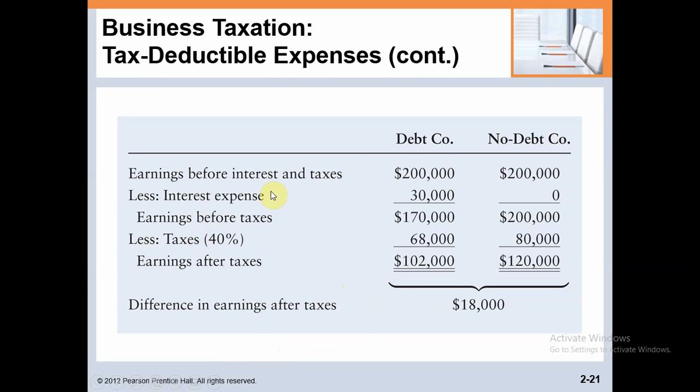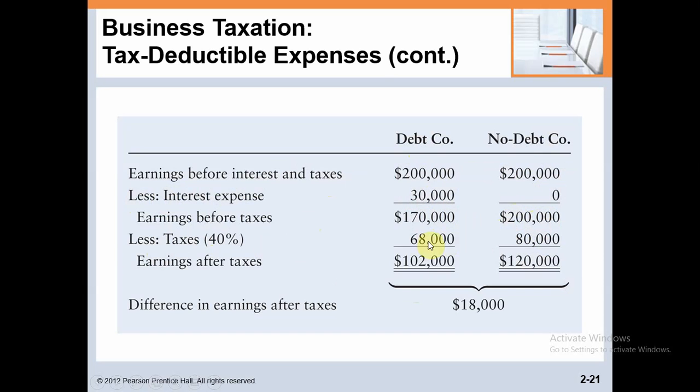Let's suppose earnings before interest and taxes: Debt Co has 200,000, No Debt Co has 200,000, and both companies have the same earnings before interest and taxes. So if we subtract the interest expense, Debt Co has 30,000 interest and No Debt Co has zero interest expense because it didn't take on debt. So earnings before taxes for Debt Co is 170,000, and for No Debt Co it is 200,000, the same as before because it has zero interest expense.